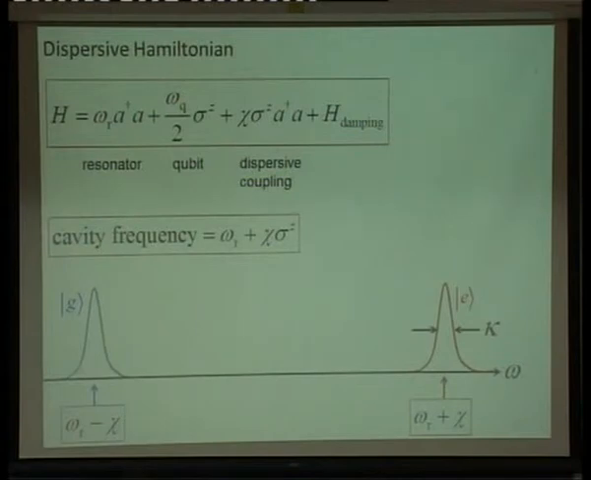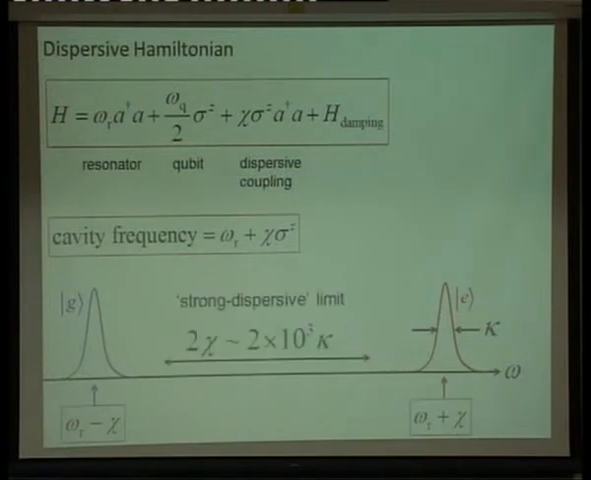And one way to view it is that the coefficient of A dagger A, which is the resonator frequency, gets modified. It's now omega resonator plus chi sigma z. The cavity frequency now depends on the state of the qubit. And it can be omega r minus chi if the qubit is in the ground state, or omega r plus chi if the qubit's in the excited state. And what's new is that this can be thousands of line widths of separation because of the strong coupling that can be achieved.